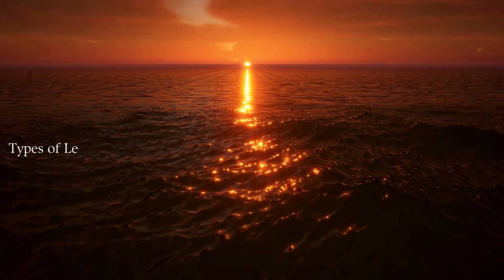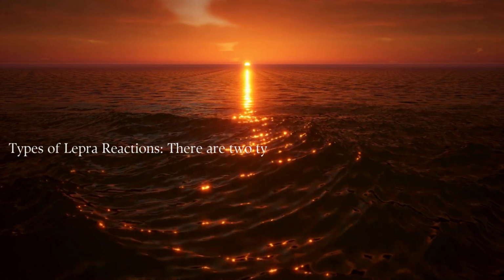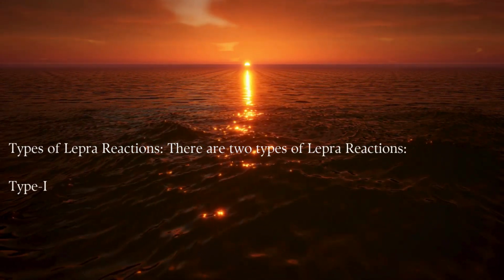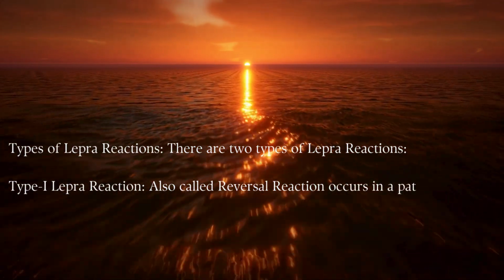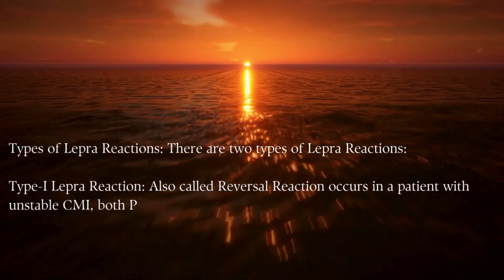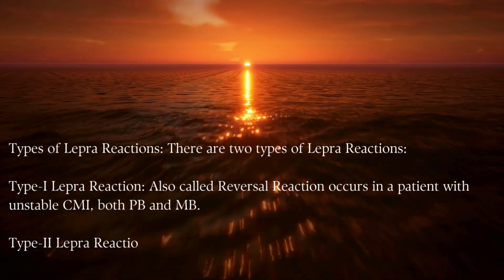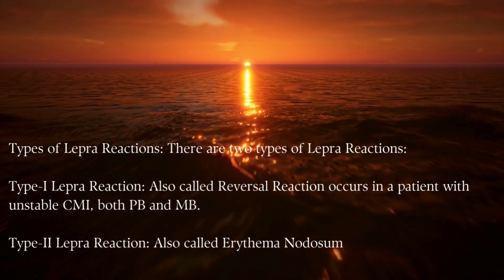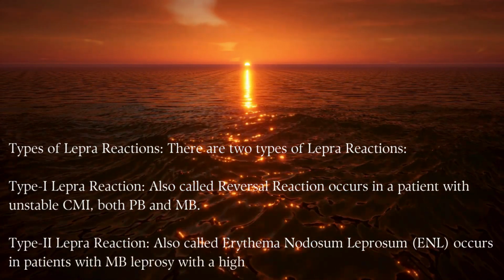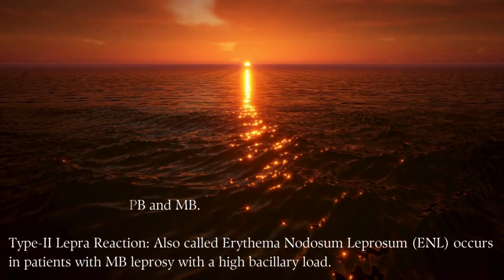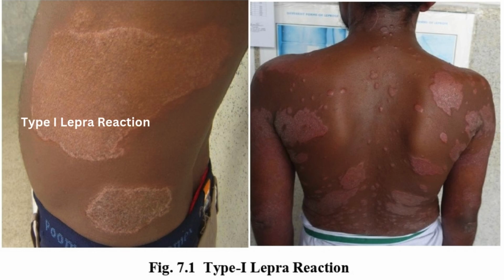Types of lepra reactions. There are two types of lepra reactions. Type 1 lepra reaction, also called reversal reaction, occurs in a patient with unstable CMI, both PB and MB. Type 2 lepra reaction, also called erythema nodosum leprosum, ENL, occurs in patients with MB leprosy with a high bacillary load.